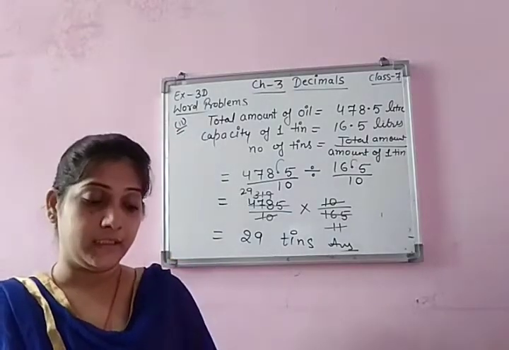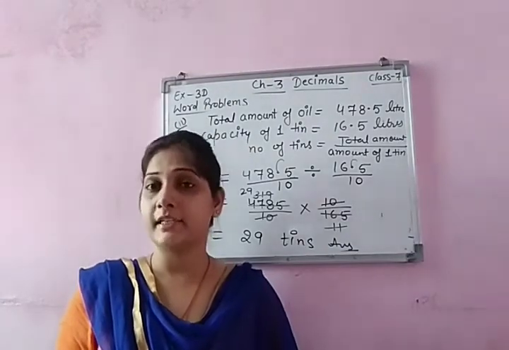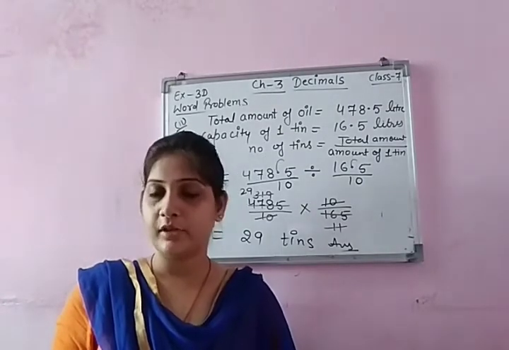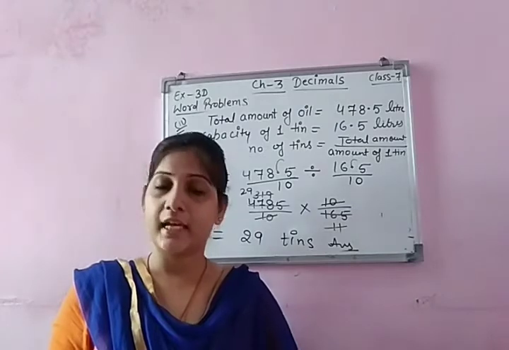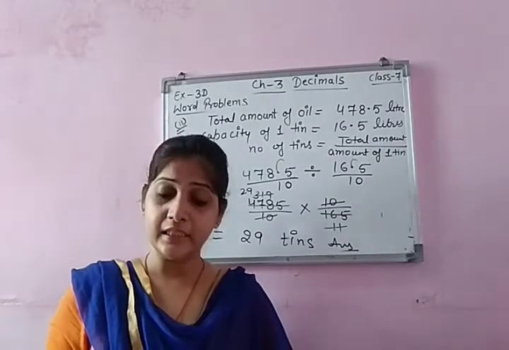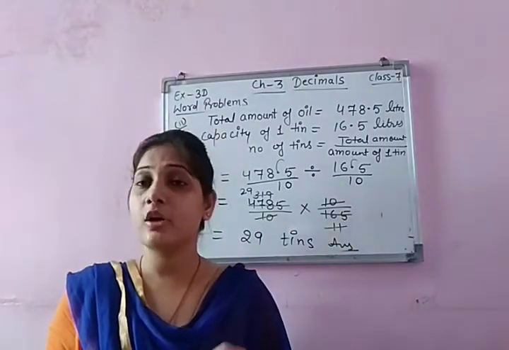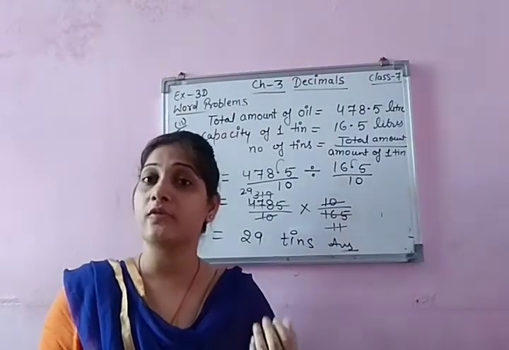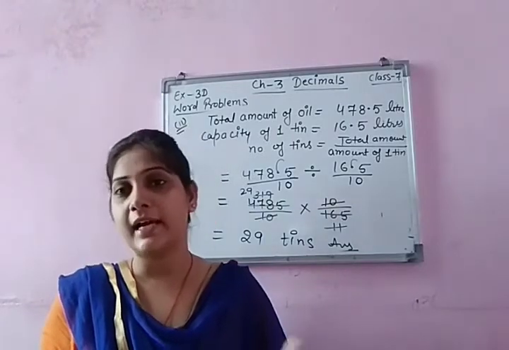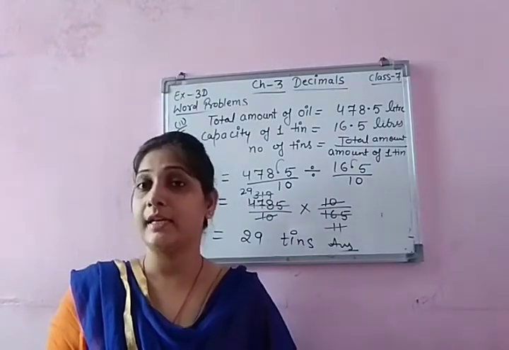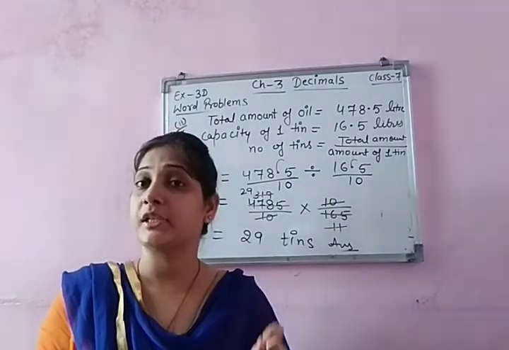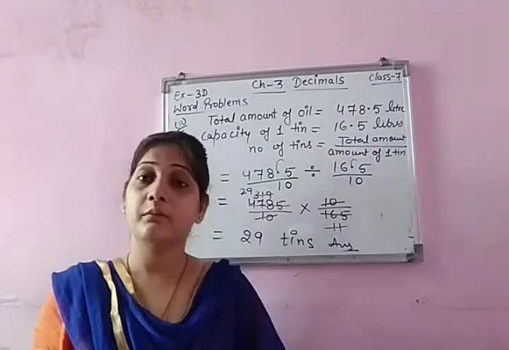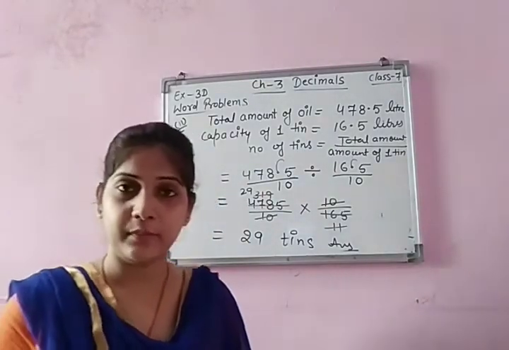Question number 13. If 69 buckets of equal capacity can be filled with 586.5 liters of water, what is the capacity of one bucket? It means the capacity of 69 buckets is given to us. We need to find the capacity of one bucket. So, for one bucket, we again need to divide. Okay. Please make your calculation correct and fast. Okay. Now, question number 14 I am doing. So, do with me.